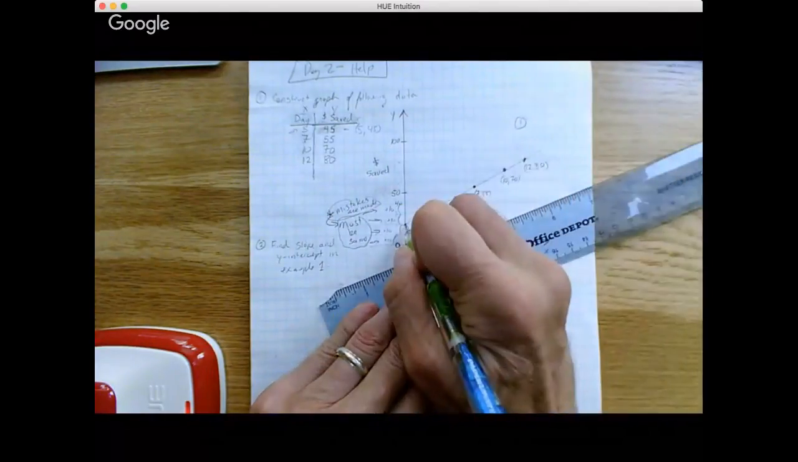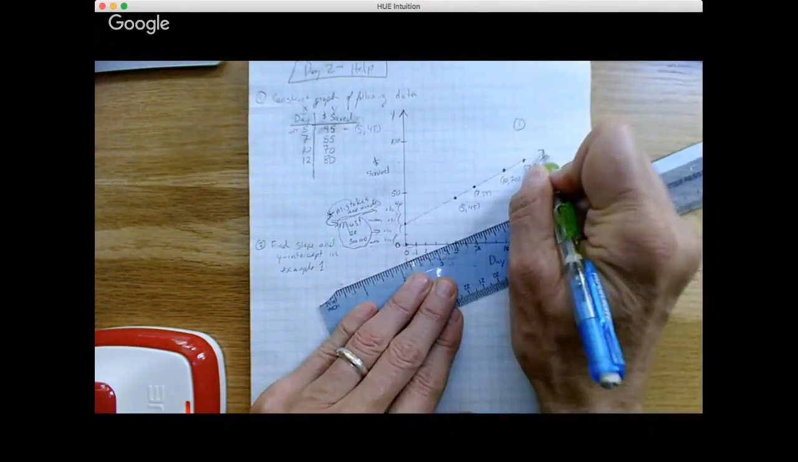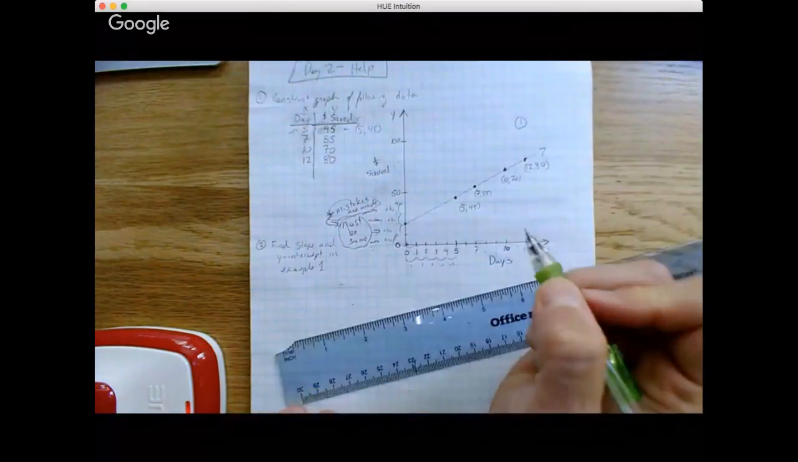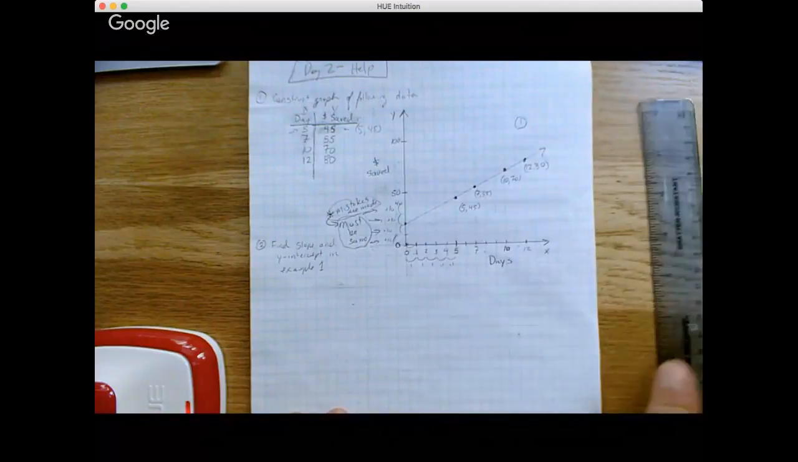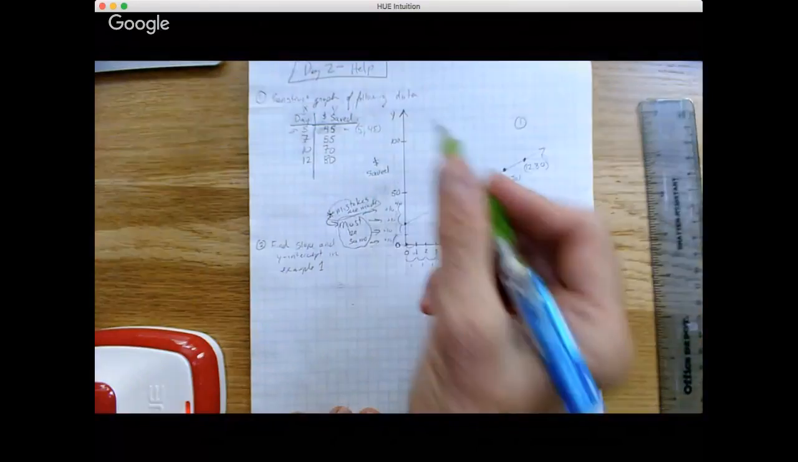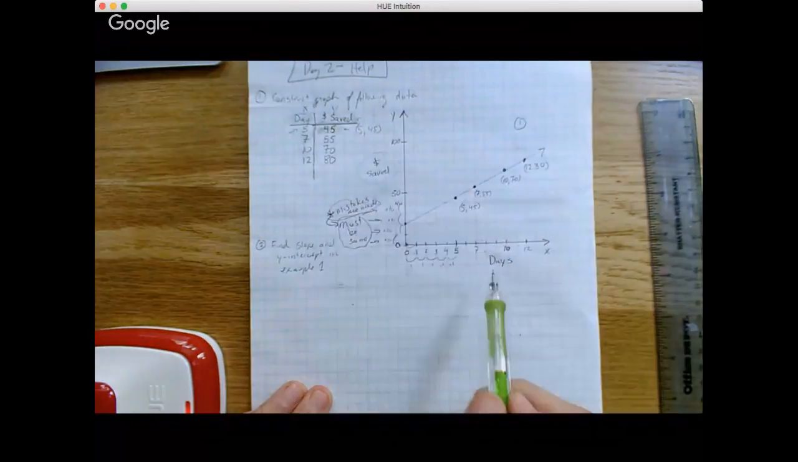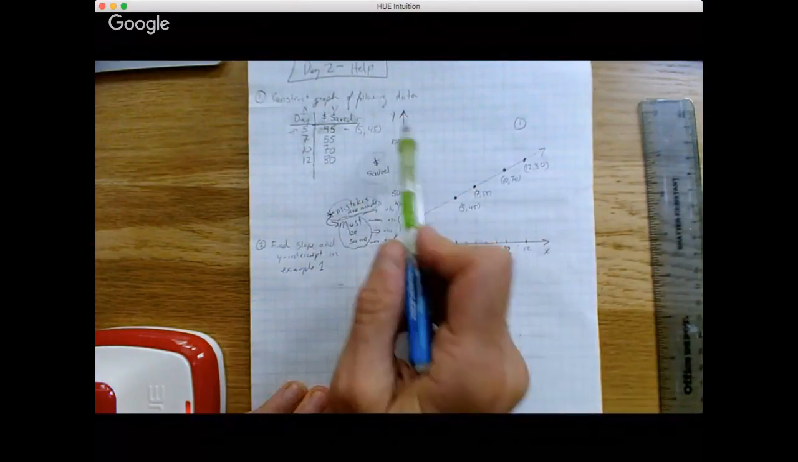It starts here, and it goes forever in this direction. Why doesn't it go in the negative direction? Because you can't have negative days. All right, so this represents savings. It's a well-formed graph. We have labels. We've labeled our x and our y.